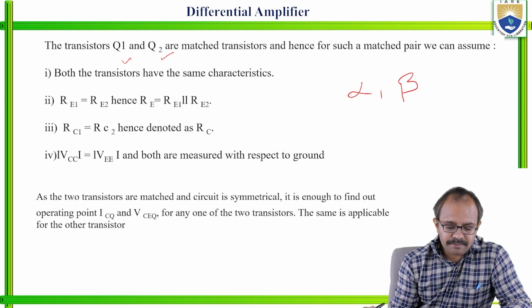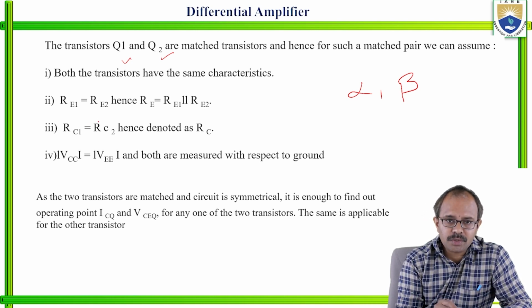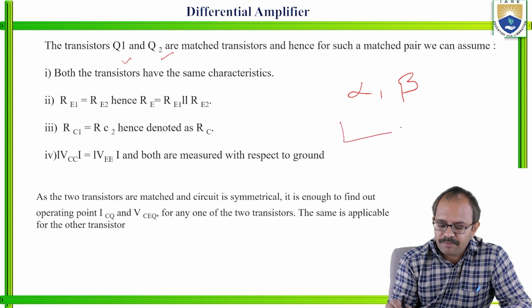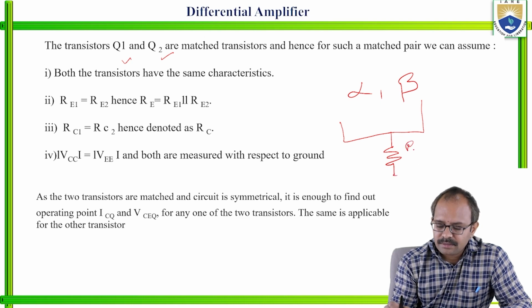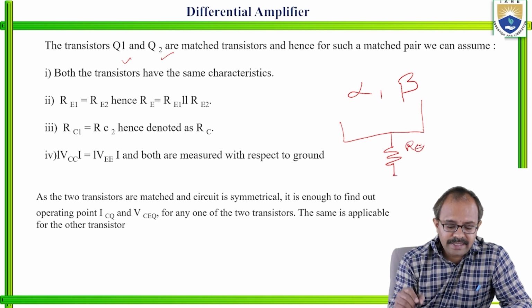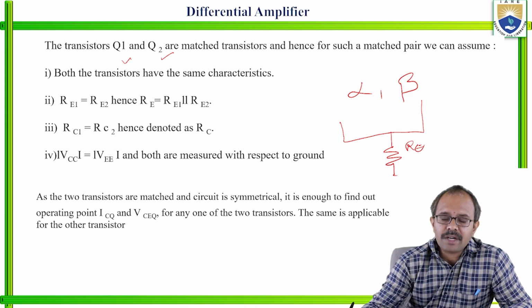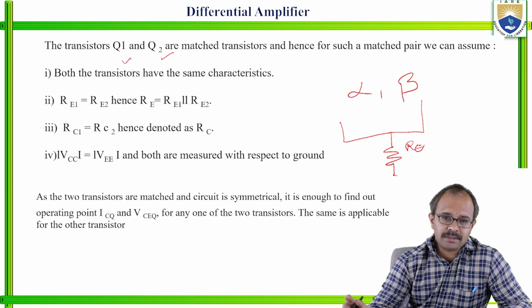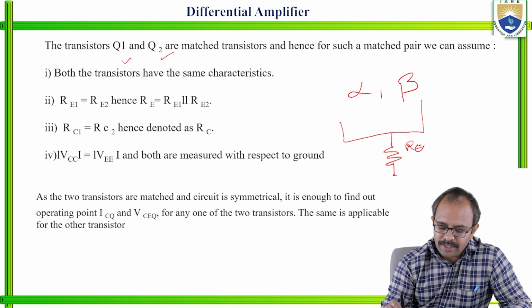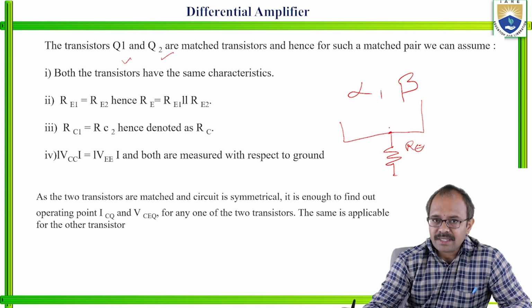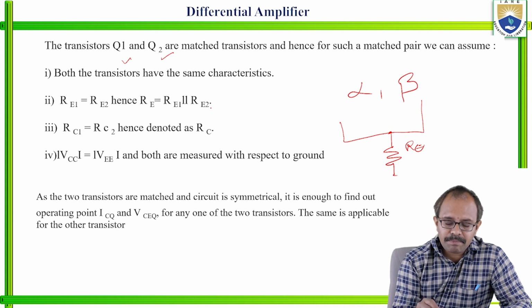And also, we said we have RE1 and RE2, that is, the emitter terminals of both the transistors are connected to the resistor called RE. In fact, they are going to have the values RE1 and RE2, tied together at a node here. So the net resistance RE is generally the parallel combination of RE1 and RE2.